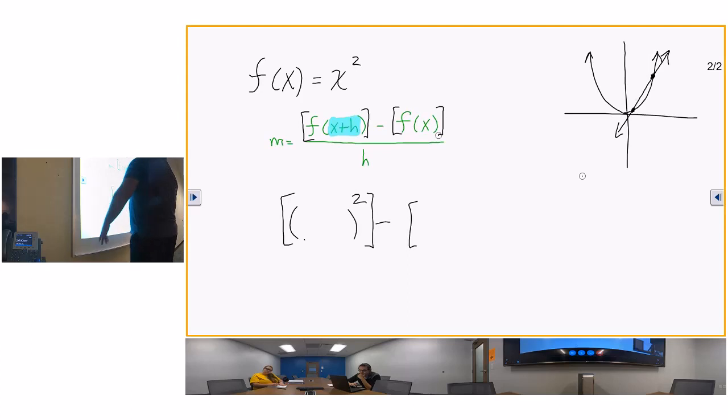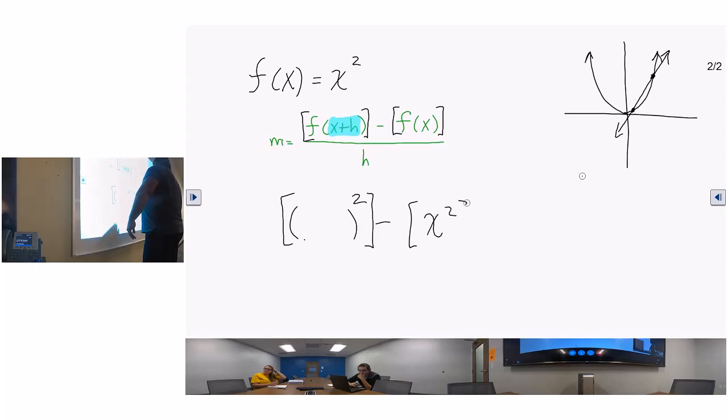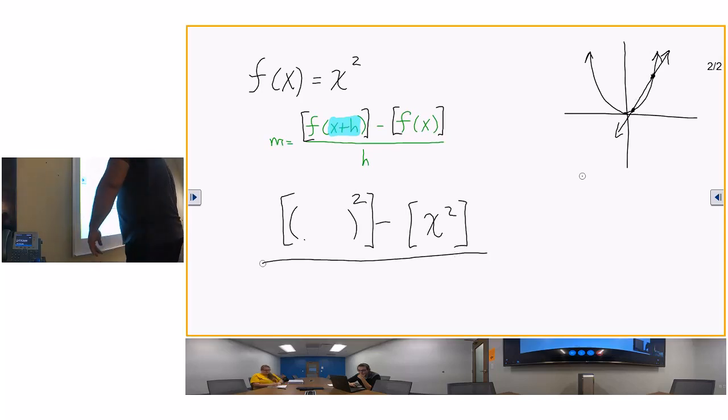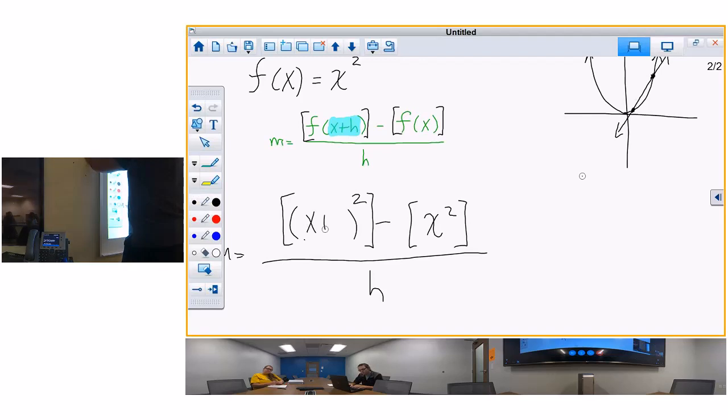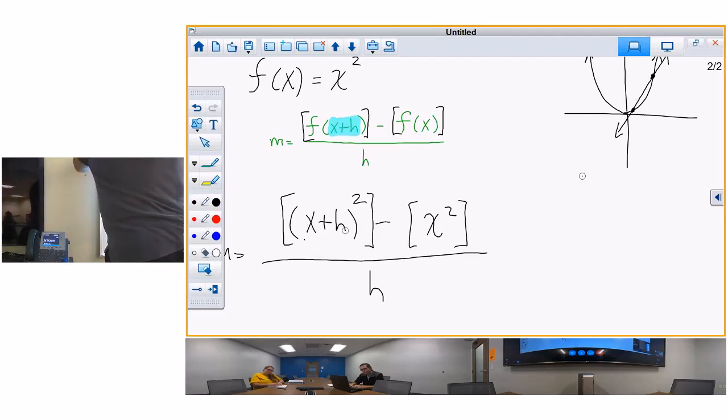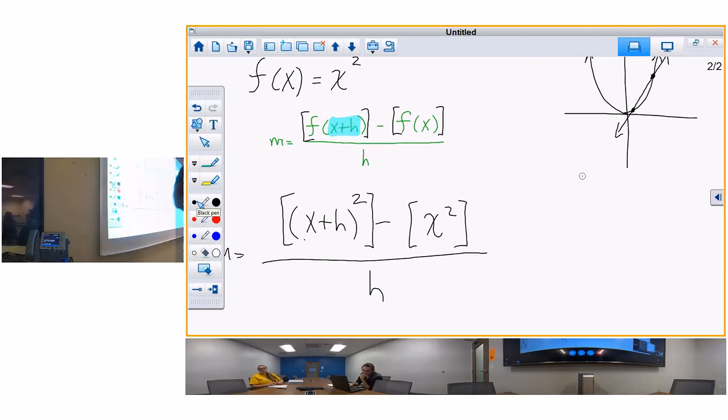And then this is right here. Now, what is f of x? X squared. And then over h. And now I'm going to plug in x plus h right here. Oh my gosh, shortcut number 1 that you're not going to get away from. Okay, now do the algebra. Because now it's just algebra.